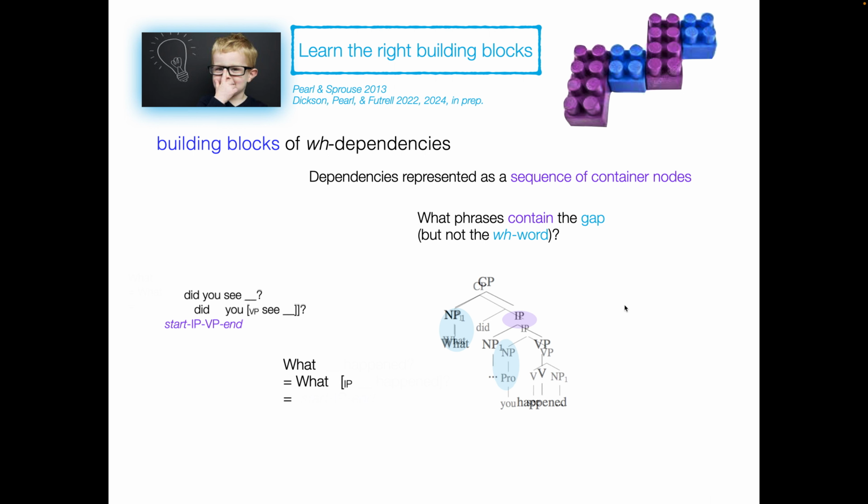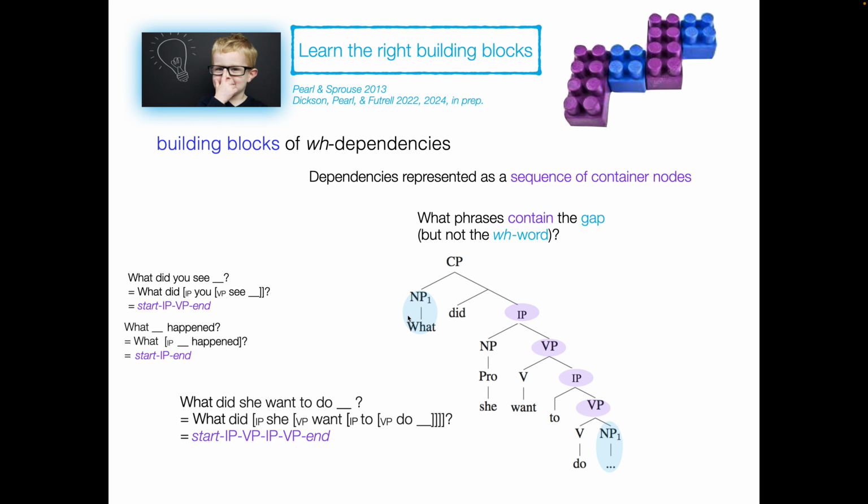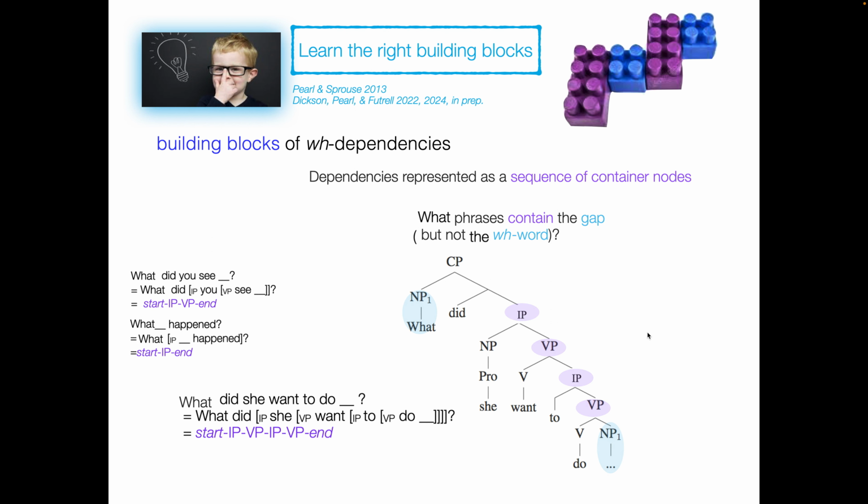And you can do this for any WH dependency you like. So what happens is a really short one with just an IP as a container node path. What did she want to do? You get a little bit longer, right? IP, VP, right? But you just follow the path, and that connects your WH word to your gap.